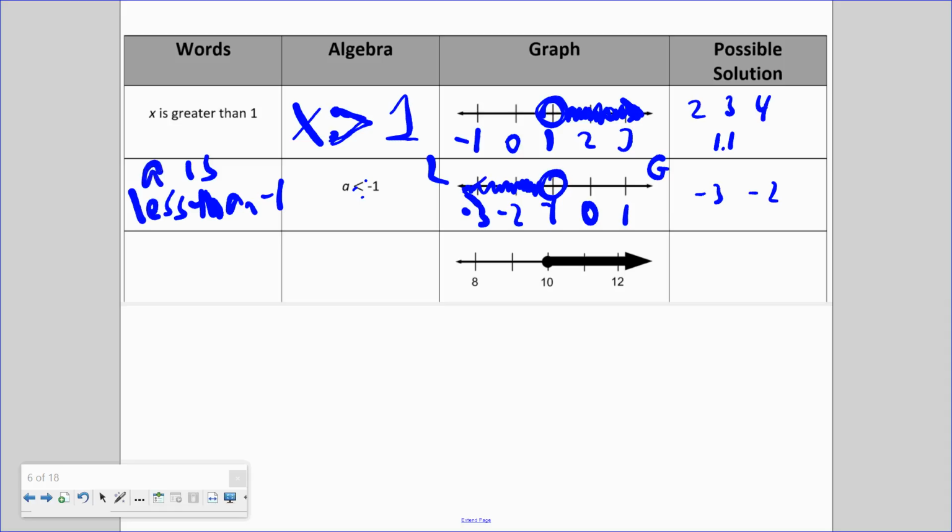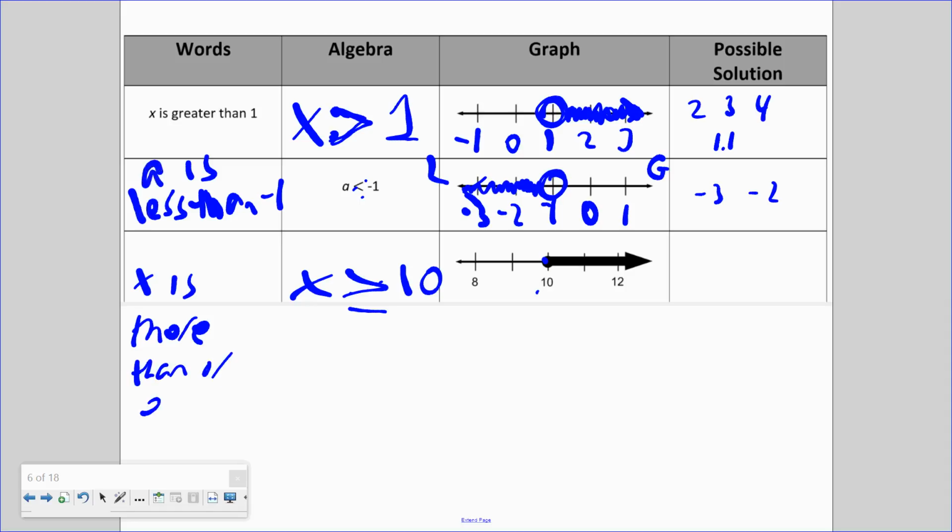All right, what does this graph show? From what I can tell, it seems like the numbers are more than 12. X is more than 12. Wait, stop. More than 10. But does it equal 10? Well, it says the closed dot is part of 10, so equal. So X is more than or equal to 10. If you wrote X is greater than or equal to 10, I'm okay with that. So name some possible solutions. 10, 11, 12, 13, 14.